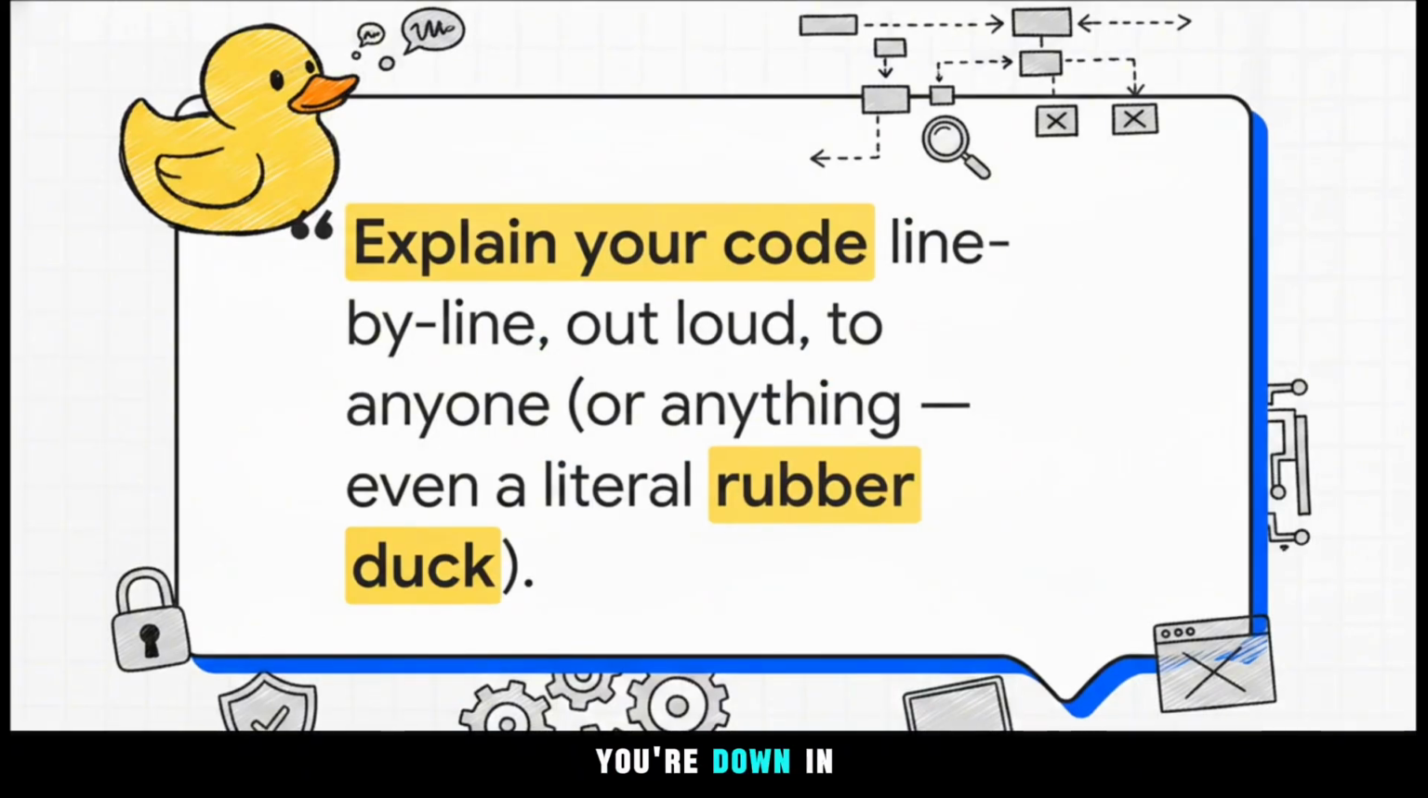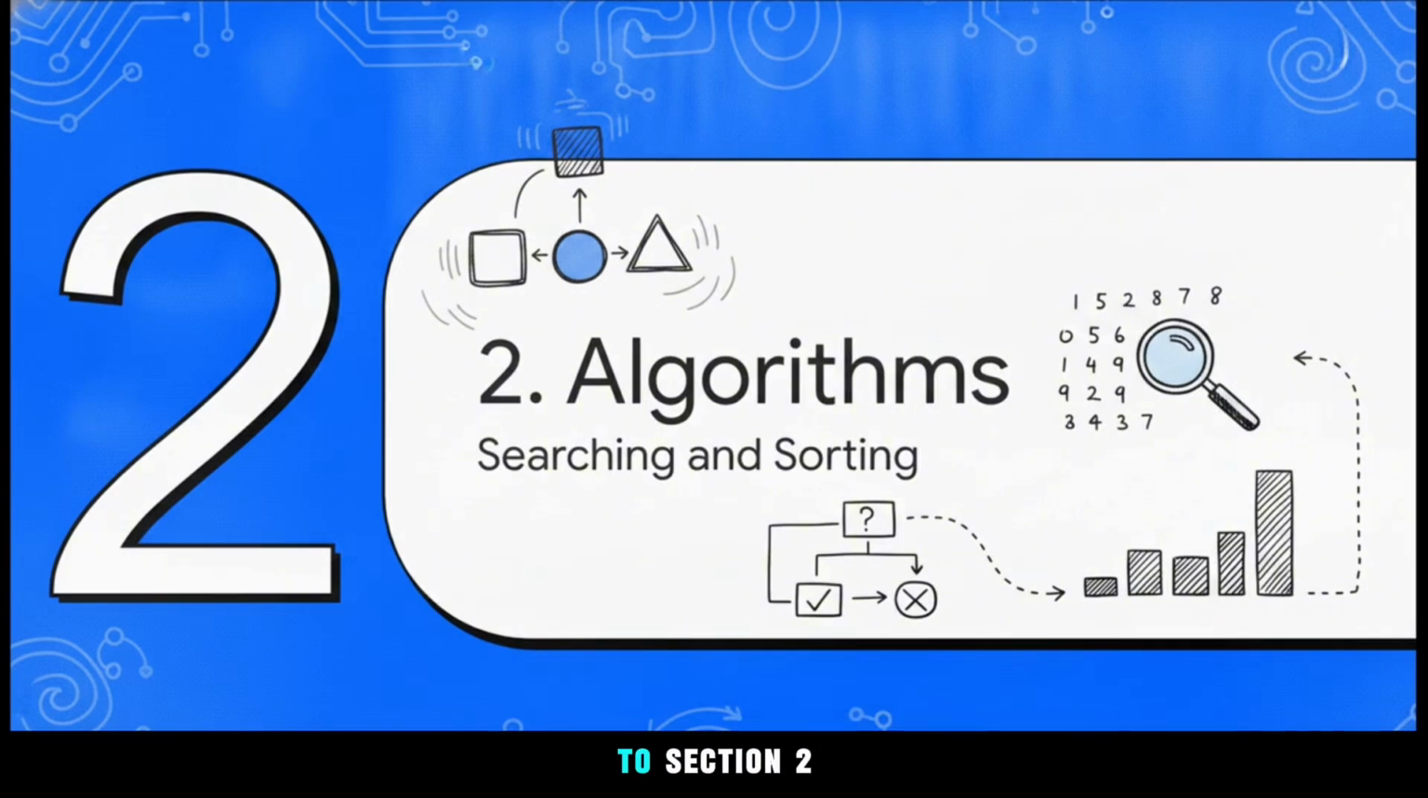Of course, when you're down in the weeds manually managing memory like this, bugs are absolutely inevitable. So how do we fix them? Enter one of the greatest, most legendary tools in a programmer's arsenal, rubber duck debugging. And no, I'm entirely serious here. You literally place a rubber duck on your desk and you explain your code to it, line by line, out loud. The simple act of vocalizing your logic forces your brain to slow down and actually process what you wrote. I guarantee you, 9 times out of 10, you'll catch the bug yourself before the duck even has a chance to answer. All right, moving on to section 2, algorithms, searching and sorting.